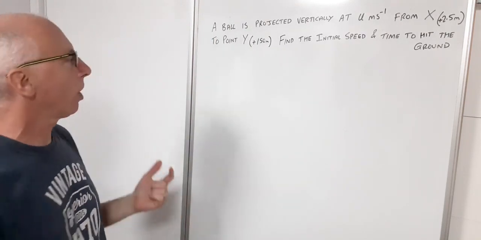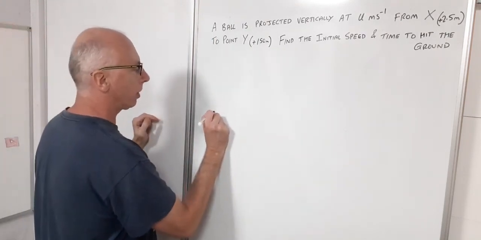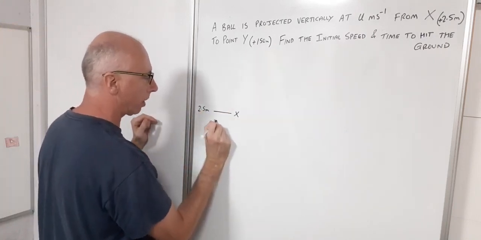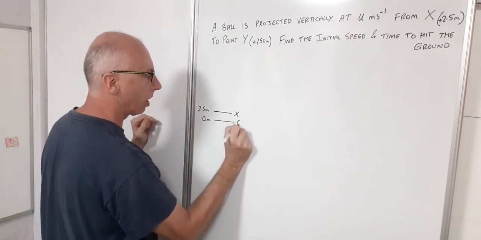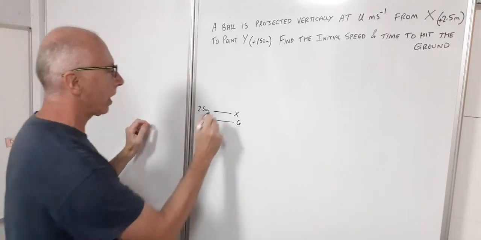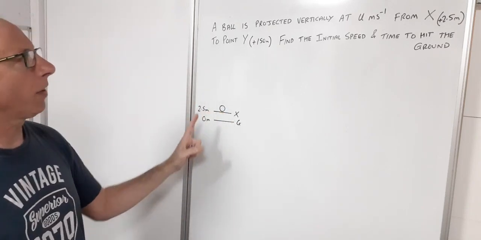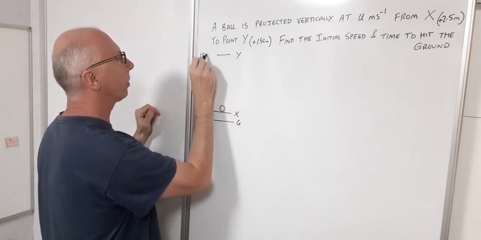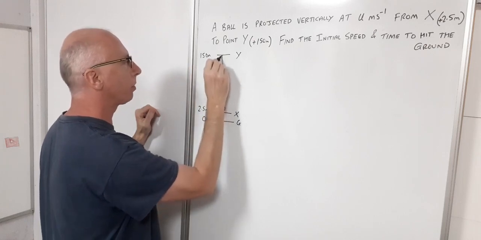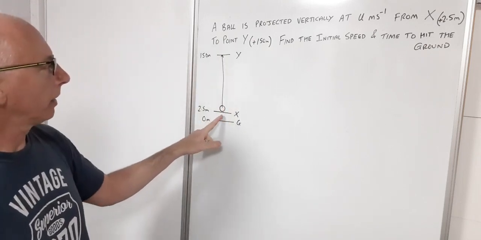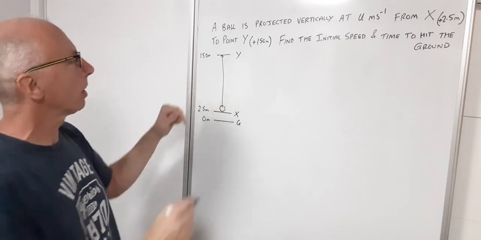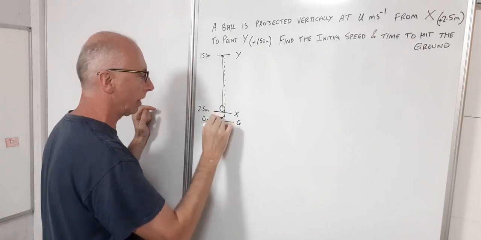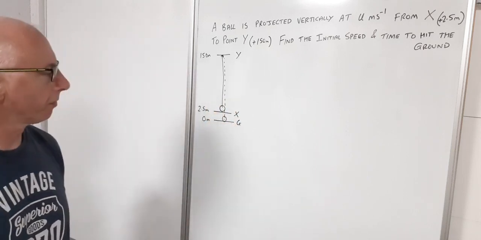So first of all, let's just draw a diagram of what's going on. The ball is fired up from point X, 2.5 meters above the ground. Let's put the ground here, 0 meters. So that's where the ball is, and it's fired up to 150 meters, point Y. When it's reached this point here, that's its highest point, it then will fall back down to earth and will land in this position. That's its final resting position.